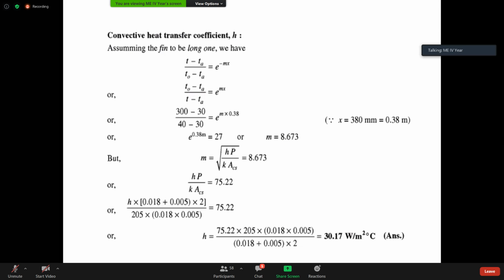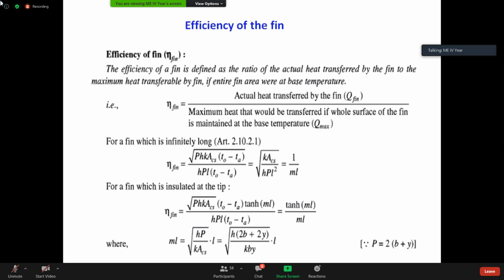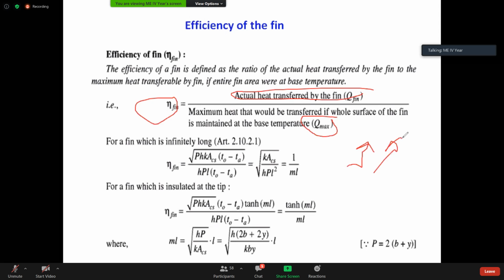So let me repeat the fin efficiency once again. The efficiency of the fin is the ratio of the actual heat transfer to the maximum possible heat transfer. How much heat is being transferred due to conduction or convection? We can calculate it in two ways. From the fin at x equal to 0, that is conduction at the base. What is the maximum heat transfer?